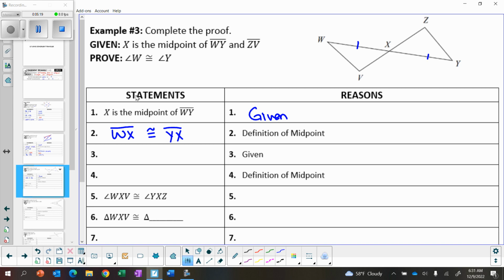I'm also given, notice here that I had it marked X is the midpoint of WY and ZB. So if I only said before that X is the midpoint of WY, I need to say X is the midpoint of ZB. So another definition of midpoint now is the other segment. So that's VX is congruent to ZX.